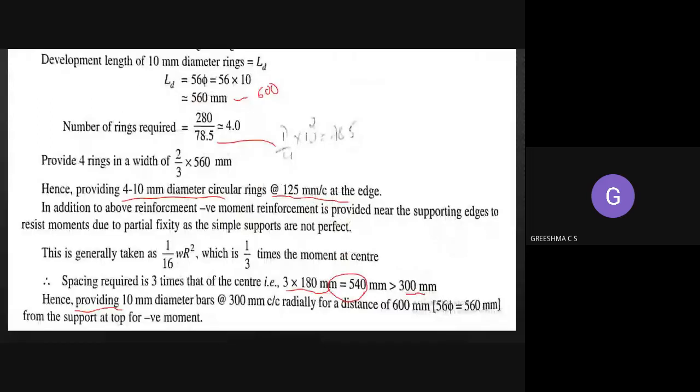Don't care about the support, negative moment and positive moment, that is not required. You can just write down this: provide 8 mm diameter bars at 300 mm center to center radially for a distance of 600 mm. Write it down.